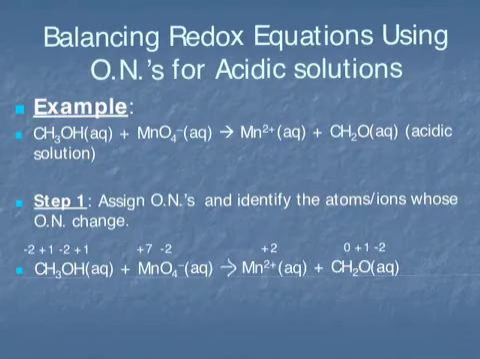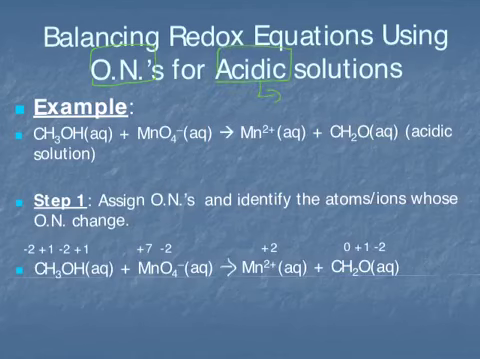Okay, let's get to the meat of the matter. We're going to balance redox reactions using oxidation numbers. The first ones we're going to do are for acidic environment. Acidic means that we're going to add H+ to either the reactants or the products to help us balance the equation. The example here is methanol plus MnO4- permanganate ions yielding manganese ion and formaldehyde, CH2O. And the question tells us this is an acidic solution.